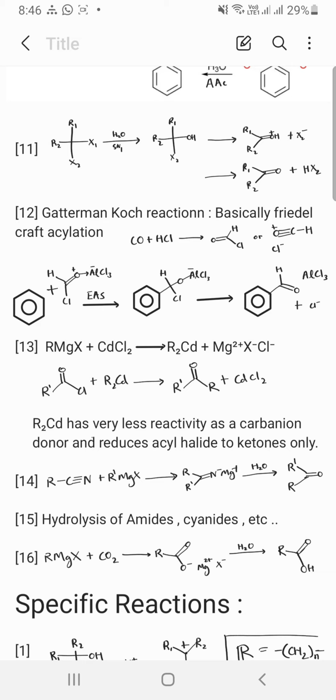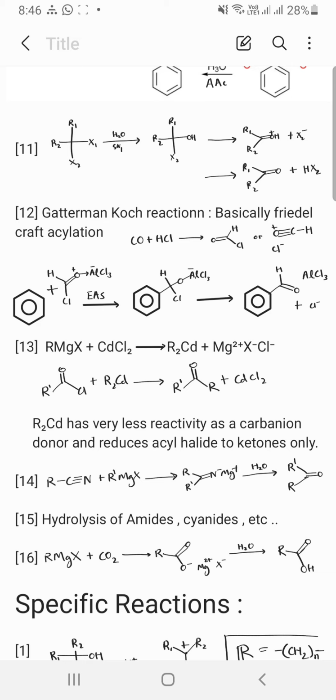R2CuLi is also a carbanion donor, so it only reduces acyl halides to ketones. Cool. So it cannot add to it directly. Instead, it needs something that it can take away first. Weird, isn't it? Whatever.